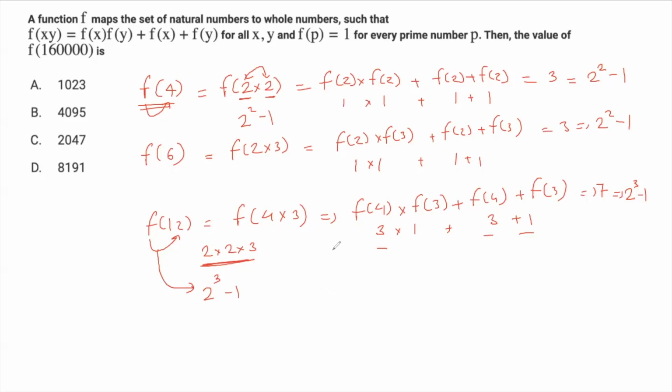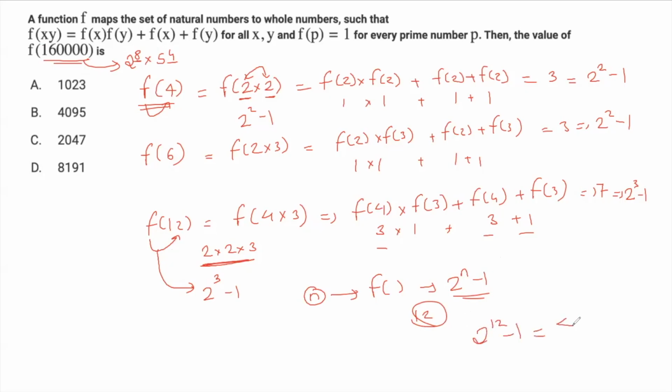And now I think you can see a pattern here. If a number is made up of n number of prime factors, the value of f of that number will simply be 2 raised to n minus 1. In this case, if you factorize 1,60,000, we have seen it is already 2 raised to 8 into 5 raised to 4. It is made up of 8 plus 4, 12 prime factors, right? So the value of f of 1,60,000 will be 2 raised to 12 minus 1. That's 4096 minus 1, 4095.